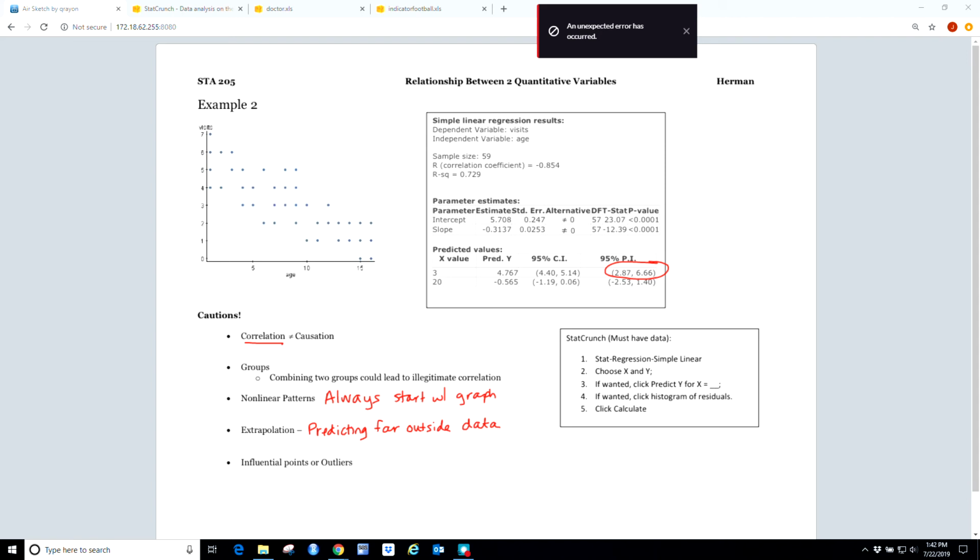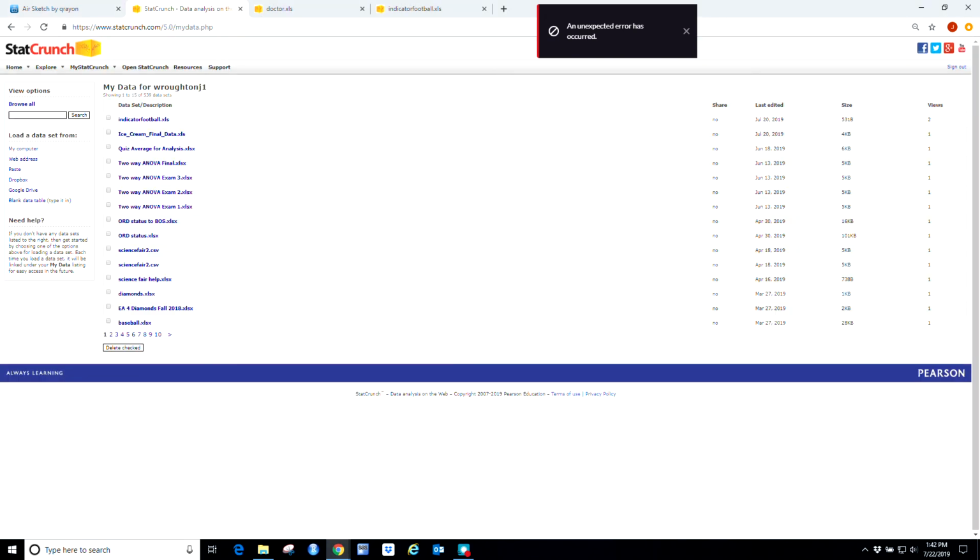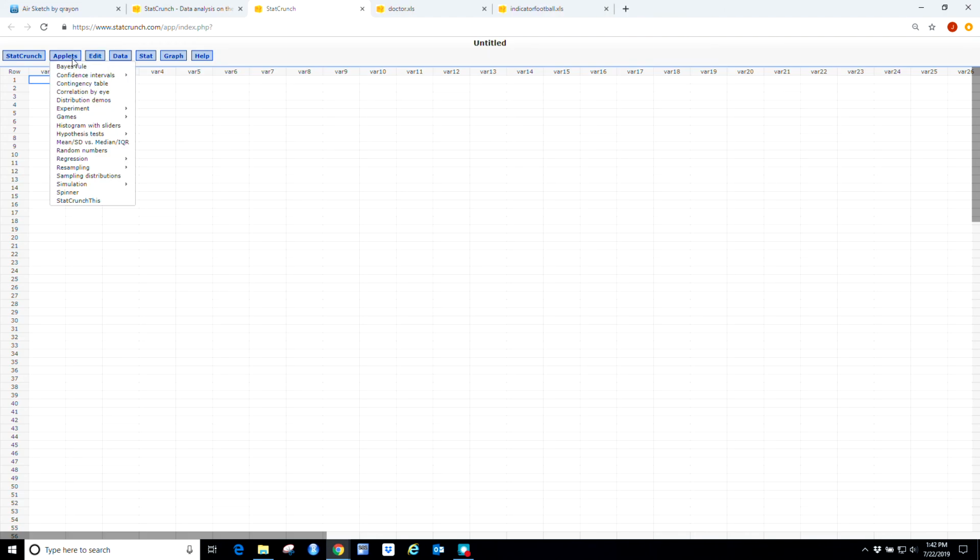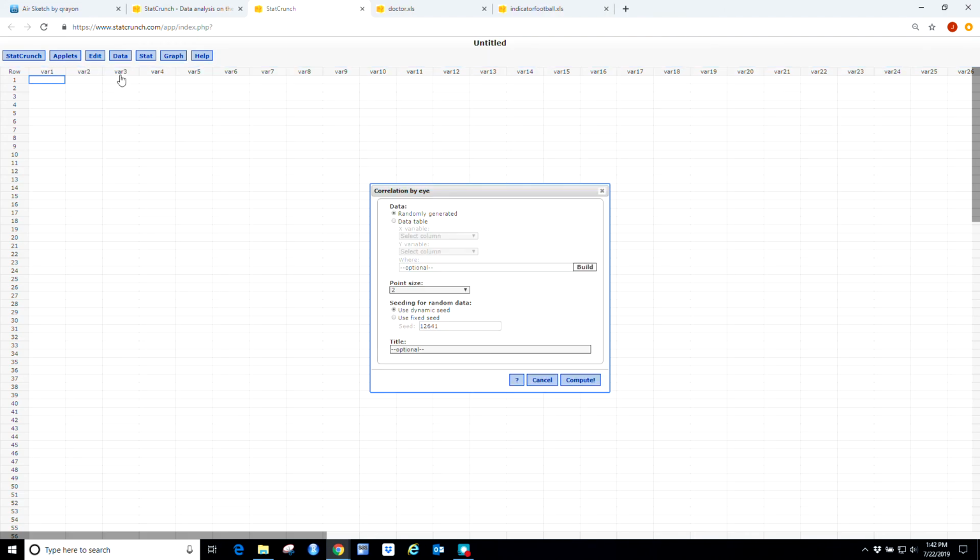That isn't even part of our population. So we want to be careful of using a model to predict outside of the scope of that model. And finally, keep in mind how influential points or outliers can have an effect on the data set. We saw that when we were doing that applet with the correlation by eye.